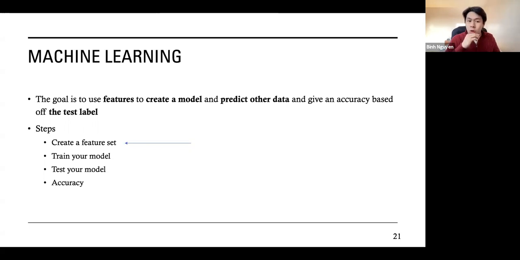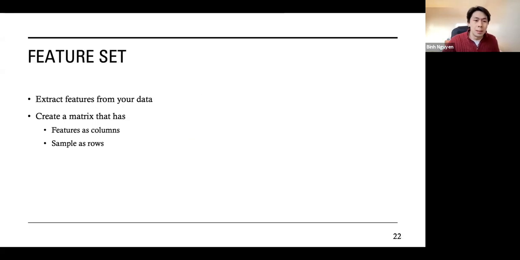Within today's example, we're going to do something very simple, such as random forest. There are not many parameters. It's mainly copy and pasting from online. You just have to know which ones to copy and paste. But we're going to focus specifically on the feature set. So for the feature set, the goal is basically to extract features from your data.